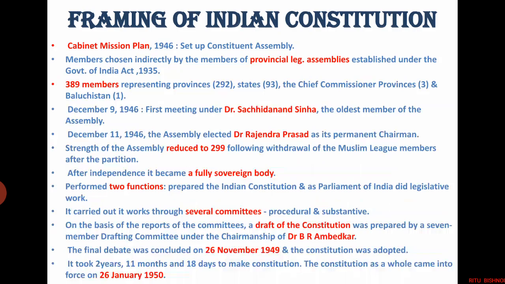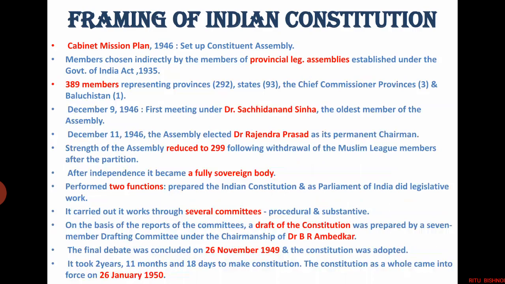It held its first meeting on December 9, 1946 and elected Dr. Sachchidananda Sinha, the oldest member of the assembly, as the temporary president. On December 11, 1946, the assembly elected Dr. Rajendra Prasad as its permanent chairman. The strength of the assembly was reduced to 299 following the withdrawal of Muslim League members after the partition of the country.